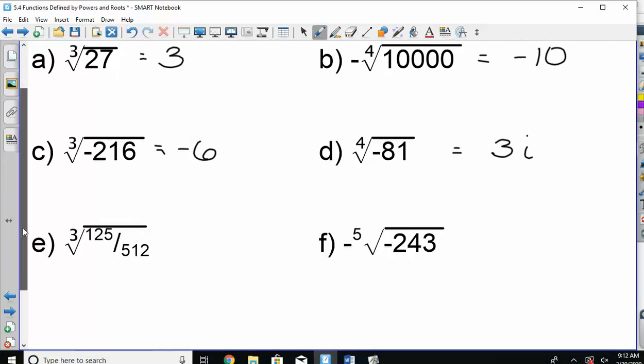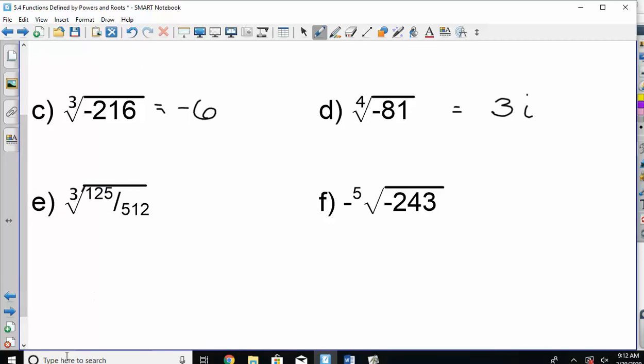Okay. With fractions, obviously if you have a calculator, you just type in the fraction. But if you were trying to do it by hand, all you do is the top and the bottom. So what's the cube root of 125? What to the 3rd power gives me 125? 5. Over, what is the cube root of 512? What to the 3rd gives you 512? 8. Okay, so if you're trying to do those by hand, you just do top and bottom separately.